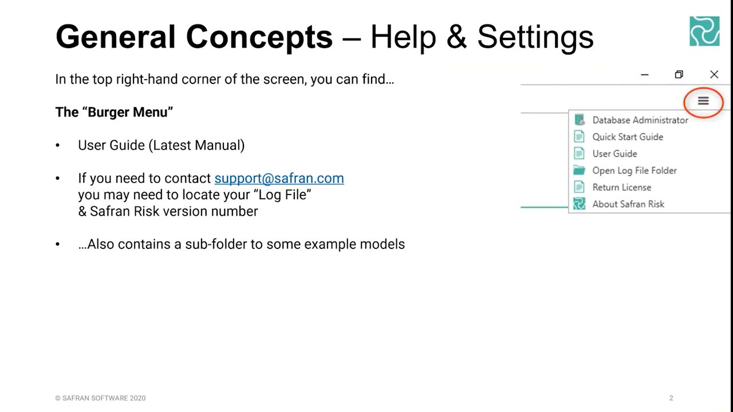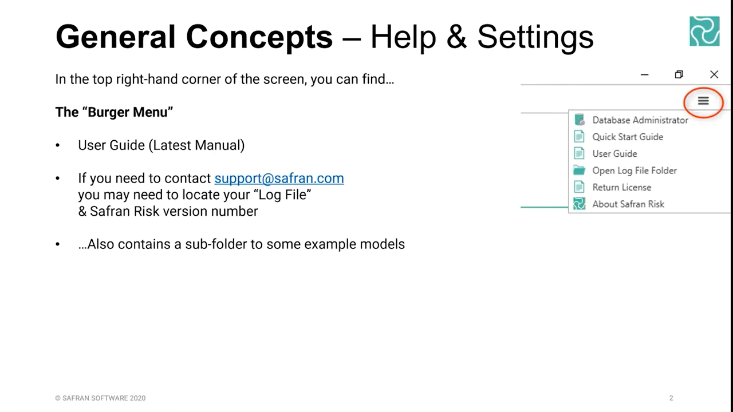So I'm going to start here with some real basics. In the top right corner, once you get the tool open, you see this red ring that I've shown in the image, which is what we call the burger menu. Underneath that burger menu, you will be able to find the latest version of the user guide, which is effectively, I think, a 100 or 200 page PDF document.